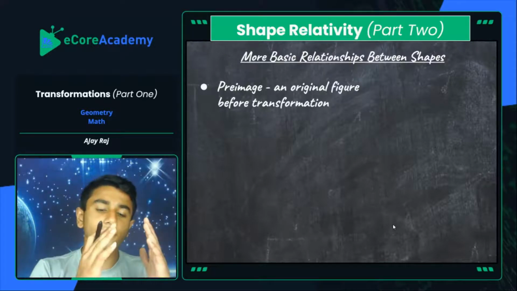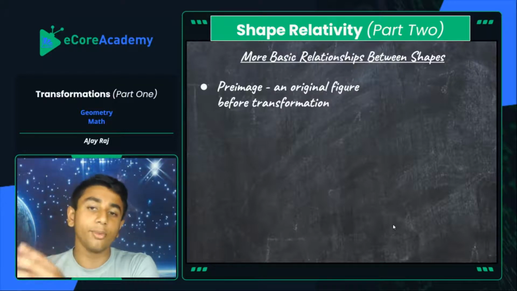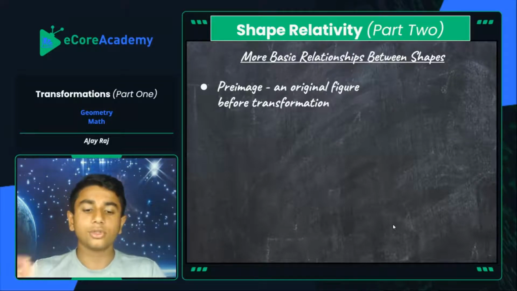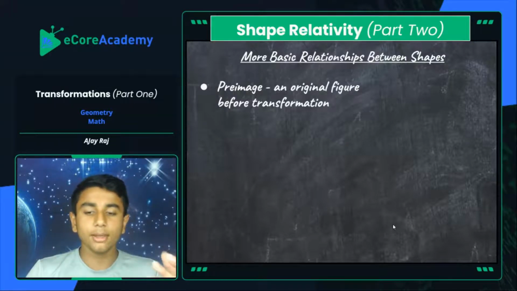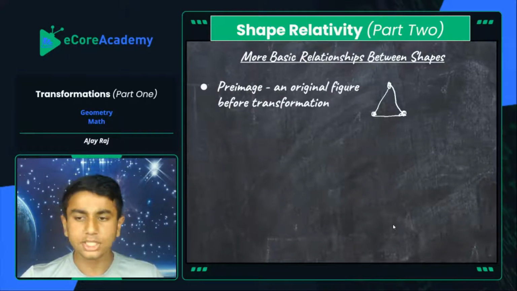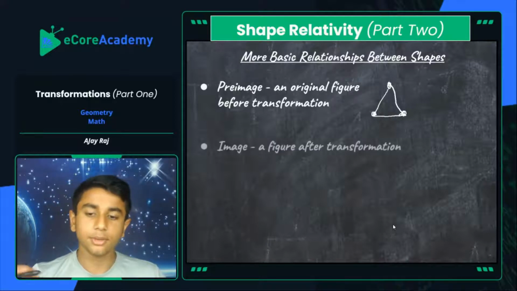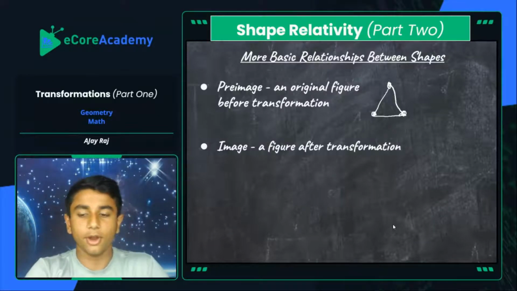You're taking one figure and transforming it, moving it to a different location, forming an entirely new figure. In that process, there are two figures you're looking at: your pre-image and your image. Your pre-image is the original figure before a transformation, and that can be any figure. Say, for example, let's do the triangle example again. If you take this triangle here, this is your pre-image. The image is what the pre-image turns into after undergoing the transformation, the figure after transformation.